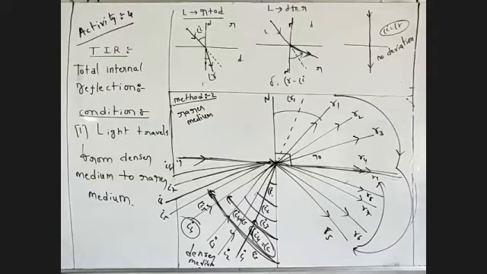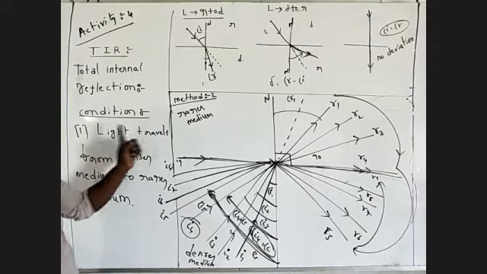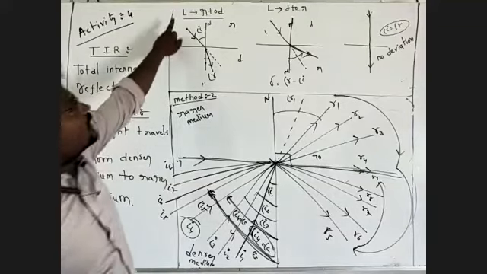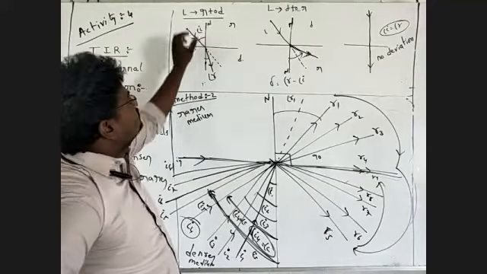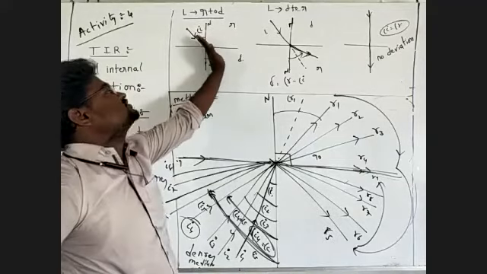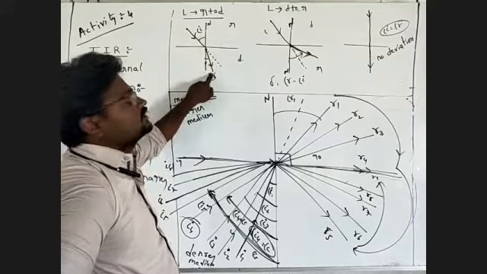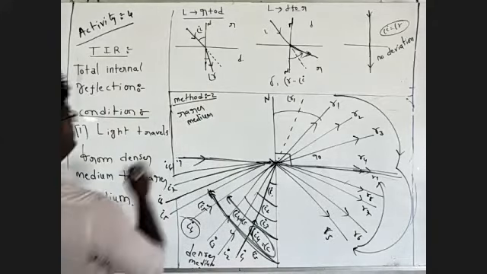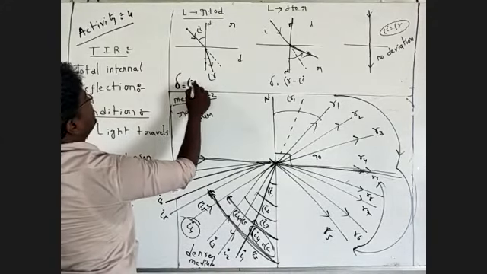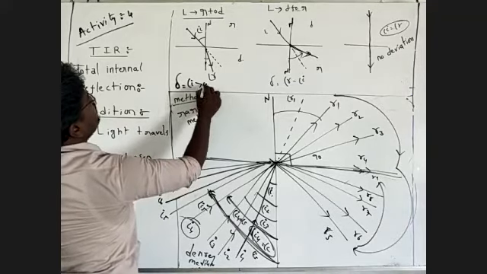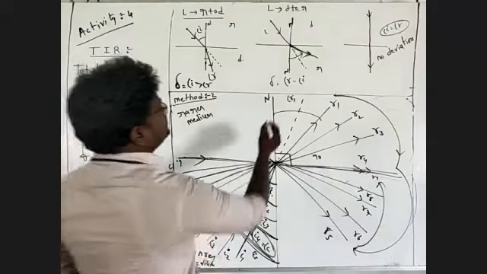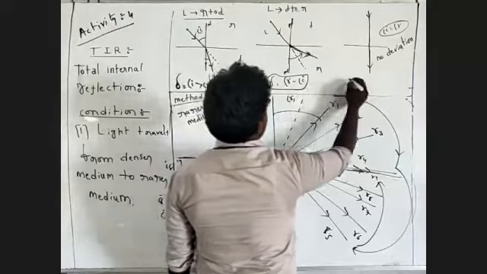But the condition is, condition number one: light travels from denser medium to rarer medium. First you will see the basic point. When light travels from rarer medium to denser medium, the refracted ray bends towards the normal. This is the actual direction of refraction. Deviation is equal to angle of I minus angle of R, so angle of I is greater than angle of R.